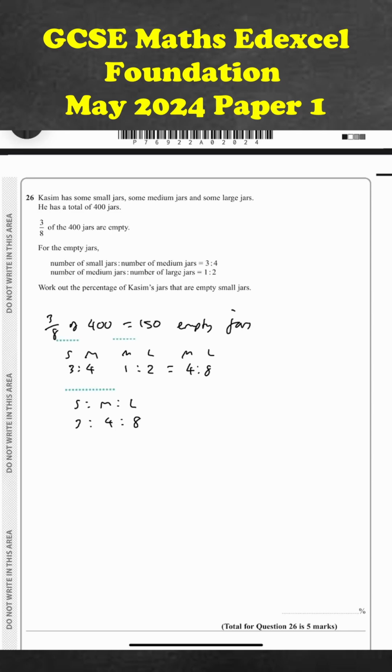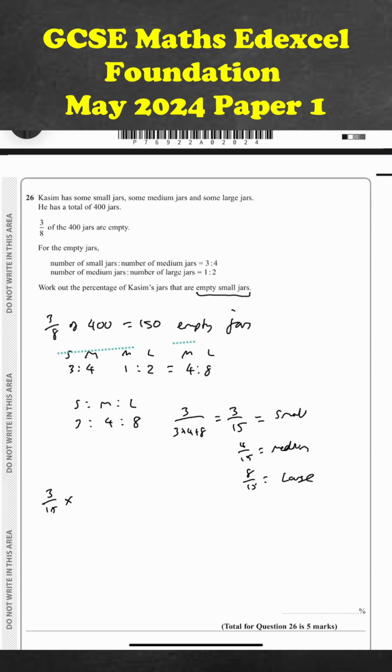And we know this is 150 jars, so we can say that adding all these up, 3 plus 4 plus 8 is 15, so 3/15 is going to be small, 4/15 is medium, 8/15 is large. Of the 150 empty jars, we want to find out how many are empty small jars. So 3/15 times 150 are empty and small, which is going to be 30 jars.